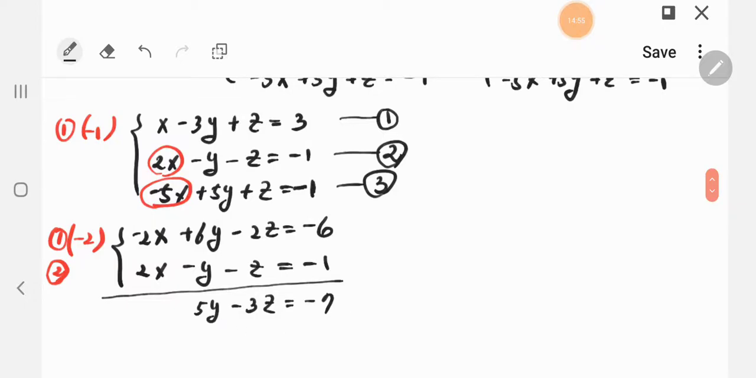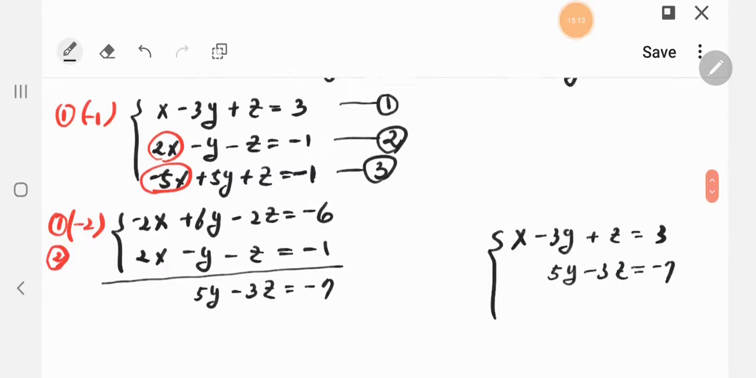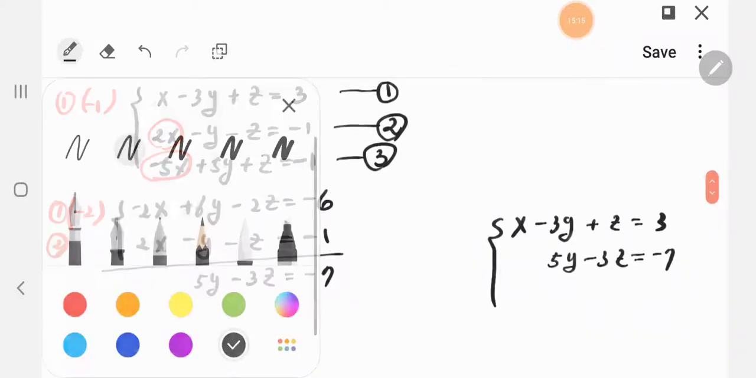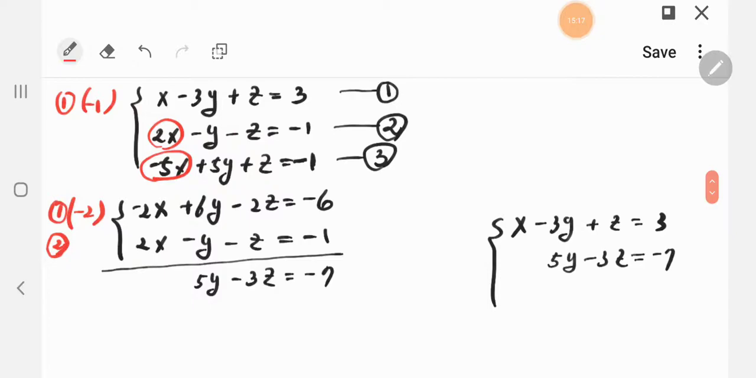So why don't we write the second equation? Let me write on the right hand side here. So the first equation is this, and the second equation is replaced by 5y minus 3z is equal to negative 7. Okay, let's eliminate now negative 5x from the third equation.